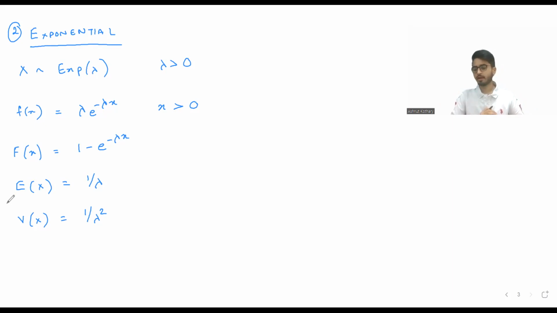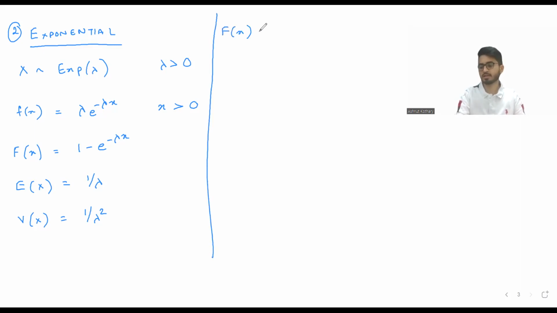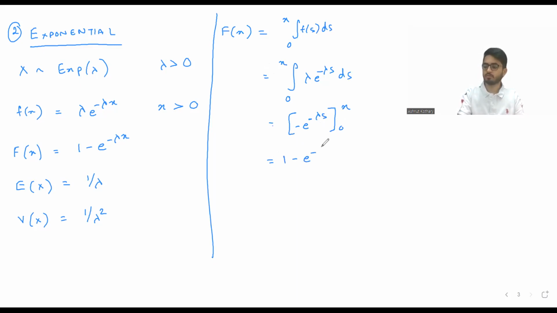Now let us take a look at how to go about performing integration in this case. If I start from CDF, this should be a fairly straightforward one. Integral f(s) ds from 0 to x, which is lambda e to the power minus lambda s ds from 0 to x. Integration of this is nothing but minus e to the power minus lambda s from 0 to x. And if I substitute the values, it will come out to be 1 minus e to the power minus lambda x.